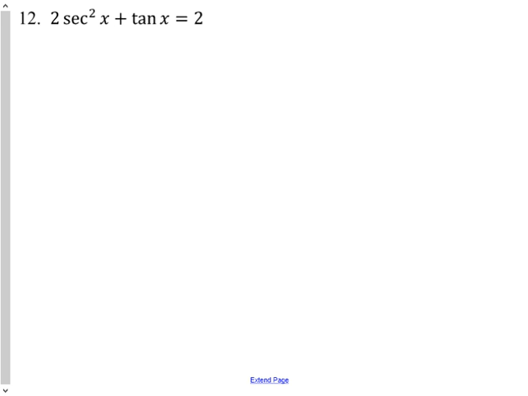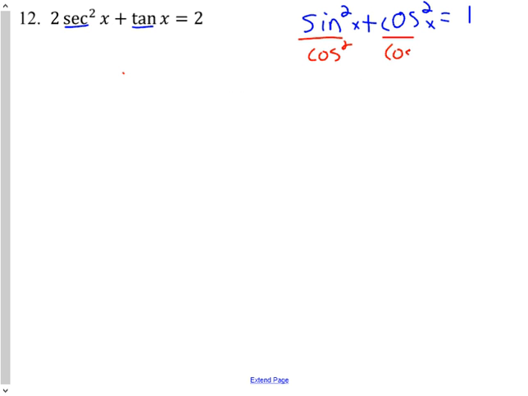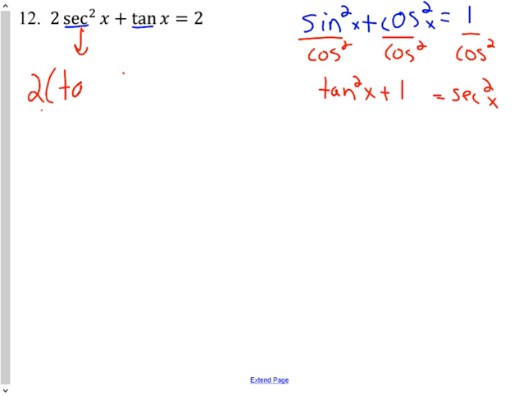Next, 2 secant squared of x plus tangent of x equals 2. Now, I believe I did switch the order here because the last one was a little bit of an oddball. So number 11 will be coming up in a second. But again, we've got a secant squared and tangent. This is where you have to bring in your sine squared plus cosine squared is 1. I need secant and tangent, so I'm going to divide by cosine squared across the board. Each piece is going to get its cosine squared in the denominator. They give me secant squared equals tangent squared plus 1. And now when I see secant squared, this is going to become tangent squared of x plus 1.